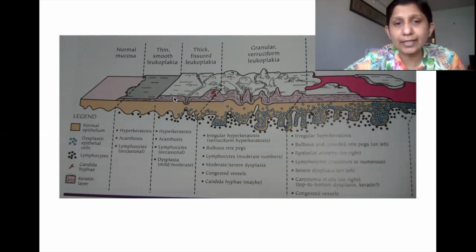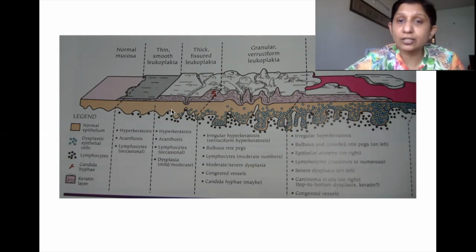So you can see that the epithelium gradually increases in its thickness. And as it increases in its thickness, it also becomes fissured. That is, it becomes very irregular in shape and structure on the uppermost layer. And when it goes towards the end, you can see that this red area shows ulceration. The epithelium breaks down.